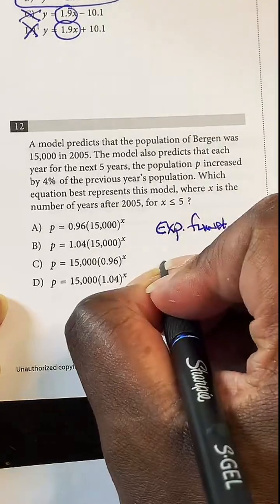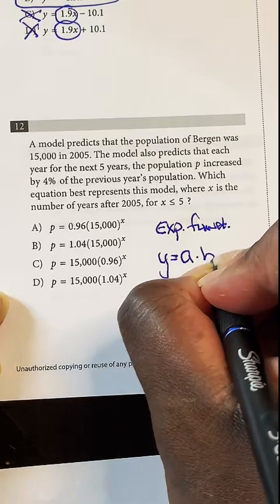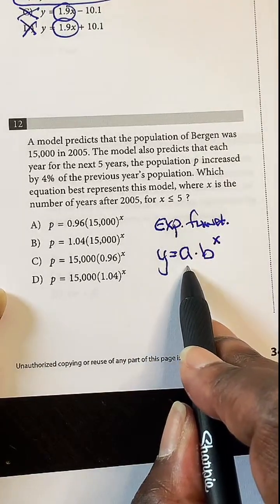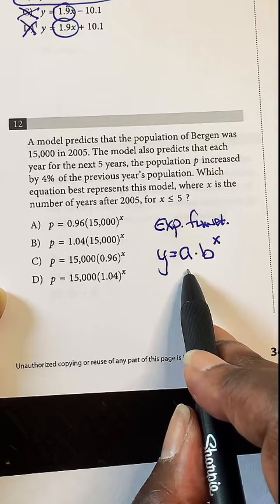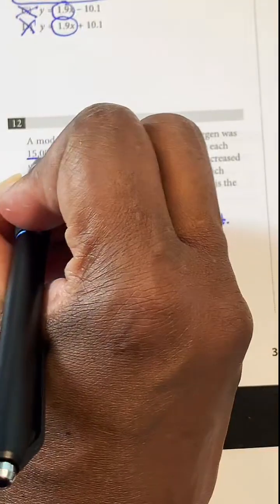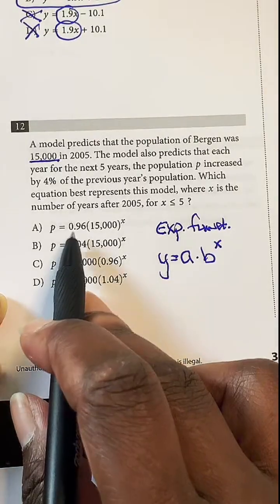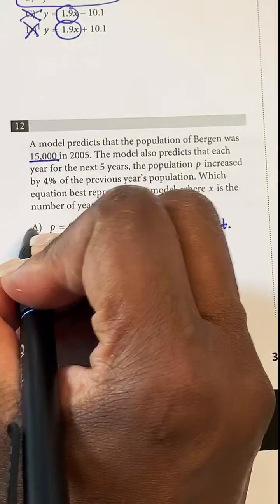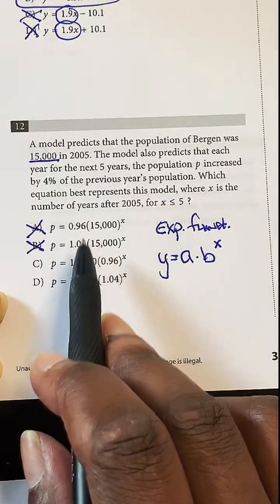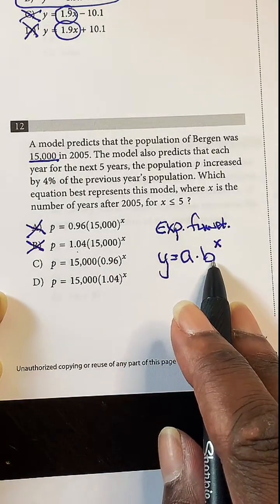Okay, exponential functions usually look like this. They'll give you an A times your B raised by a power. Your A is always your starting point. That should sound familiar. It's kind of like your y-intercept. So what they did was they started off with 15,000, so the 15,000 should be in that A's position. That's why A and B are not an option, because they have my 0.96, they have my 1.4. The B is basically the rate.